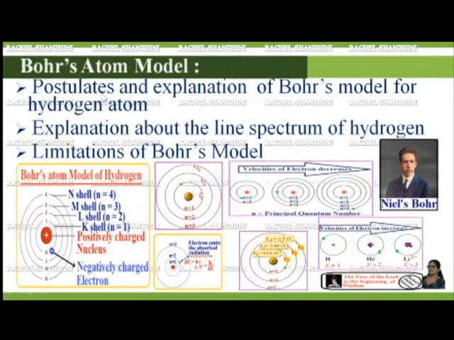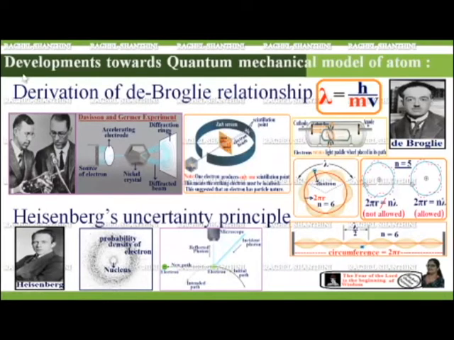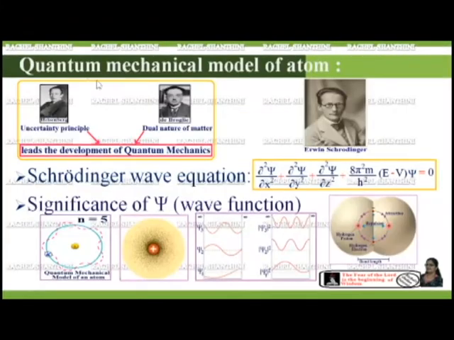In session 2.5, we have discussed the postulates and explanation of Bohr's atomic model for hydrogen atom, line spectrum of hydrogen atom, and limitations of Bohr's model. In session 2.6, we have discussed the two developments, that is de Broglie's relationship and Heisenberg's uncertainty principle that lead towards the quantum mechanical model of atom. In session 2.7, we have discussed the quantum mechanical model of an atom. In that, we have discussed Schrödinger wave equation, significance of psi, the wave function.